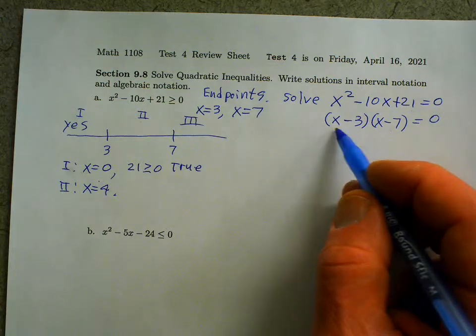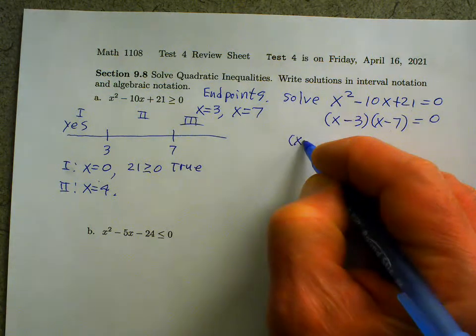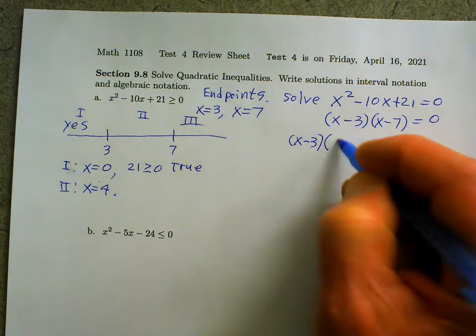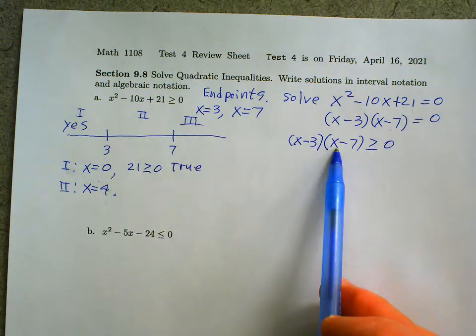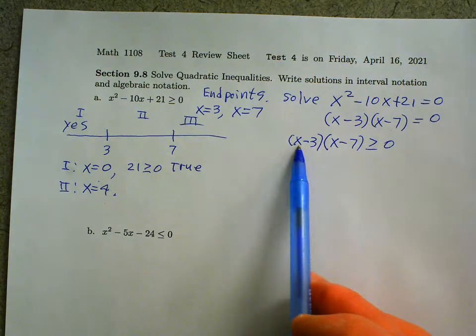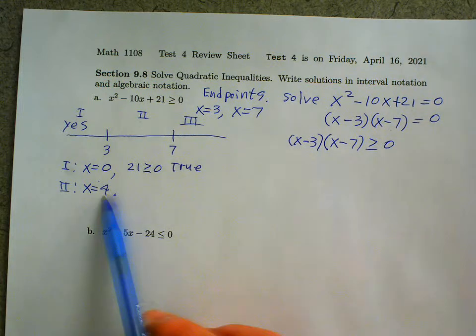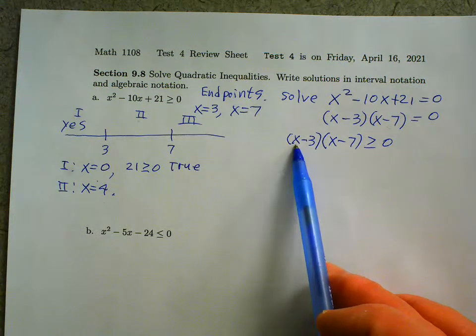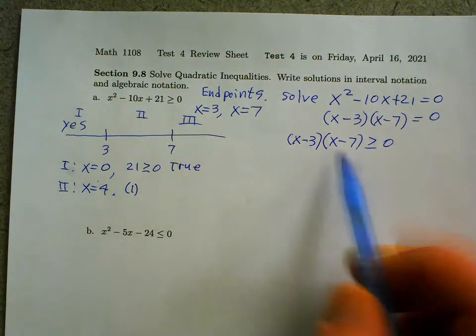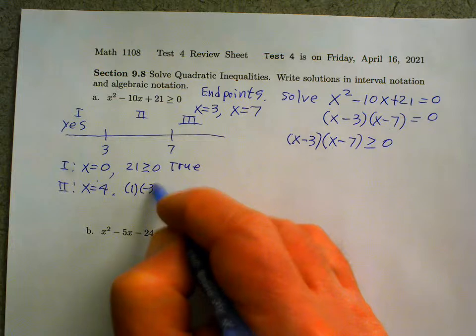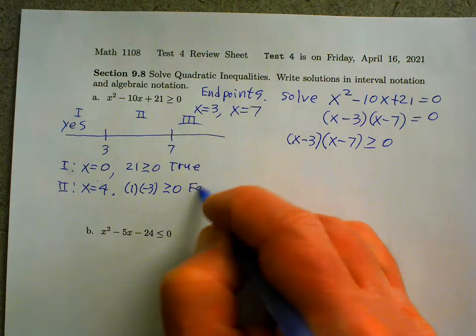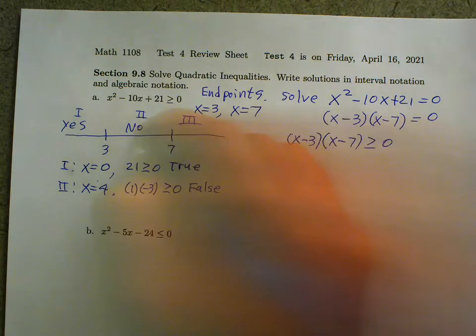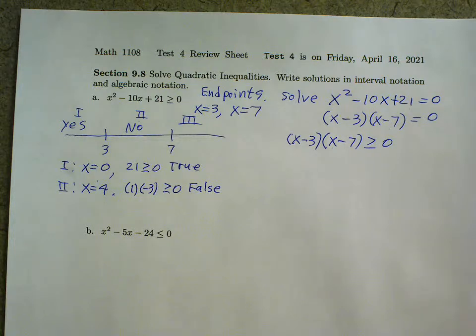So you might want to consider writing the inequality in factored form. (x - 3)(x - 7) is greater than or equal to 0. Because sometimes just using the factors is easier arithmetic. So if we use the factored form with the test point 4, 4 minus 3 is 1. 4 minus 7 is negative 3. And 1 times negative 3 greater than or equal to 0 is false. So none of the numbers in the middle interval are solutions.